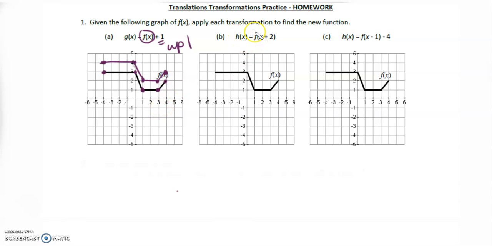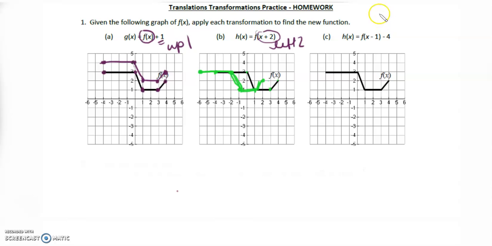h(x) equals f(x plus 2), this means left 2. I'm going to do a really bright color. So this point moves here, this point moves here, this point moves here, this point moves here, and this point moves here. A little confusing because of the horizontal lines, and we're moving just horizontally. But that's left 2.